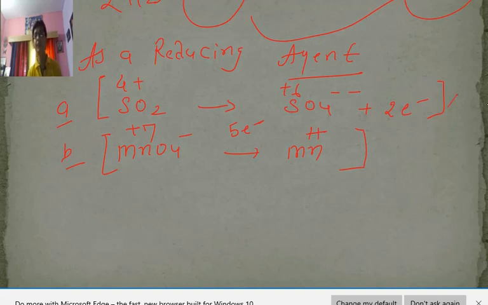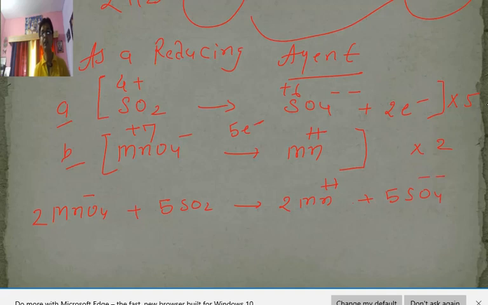For valence, multiply the first equation by 5 and the second by 2. Then 2 MnO4 1 negative plus 5 SO2 changes into 2 Mn divalent plus 5 SO4 divalent sulfate ions. The number of oxygen: 4 twos are 8, 5 twos are 10, 10 plus 8 is 18, then plus 2H2O. The oxygen is balanced.